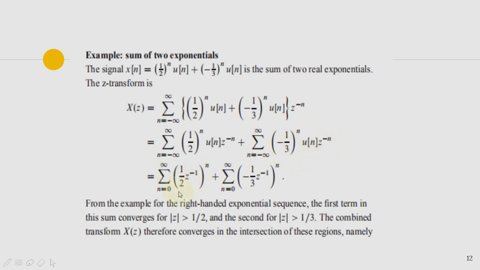So you can simplify the example, that is, summation n equal to 0 to infinity of 1 by 2 z raised to minus 1 raised to n, plus summation n equal to 0 to infinity of minus 1 by 3 into z raised to minus 1 raised to n. For this example, for the first term mod of z is greater than 1 by 2, and for the second term also mod of z is greater than 1 by 3, and so the ROC is greater than 1 by 2 as well as greater than 1 by 3.